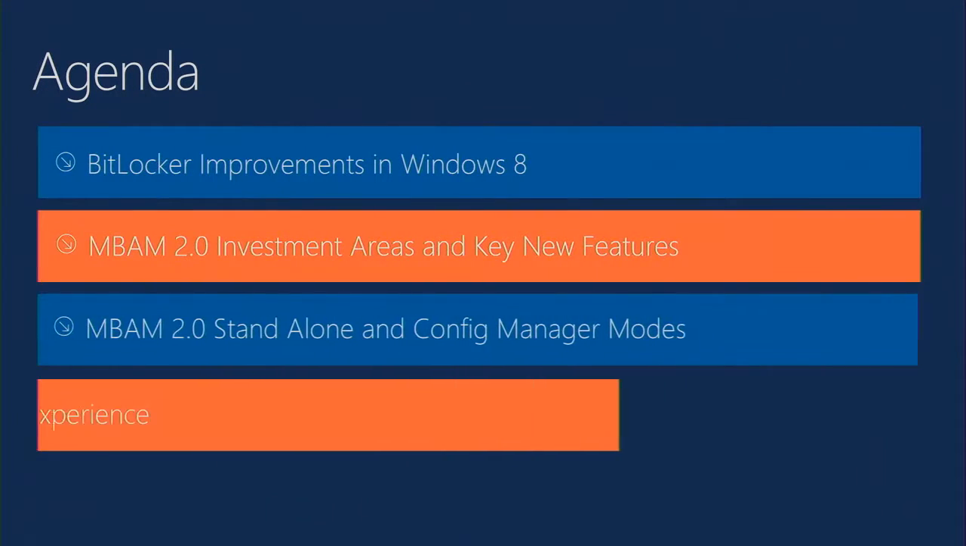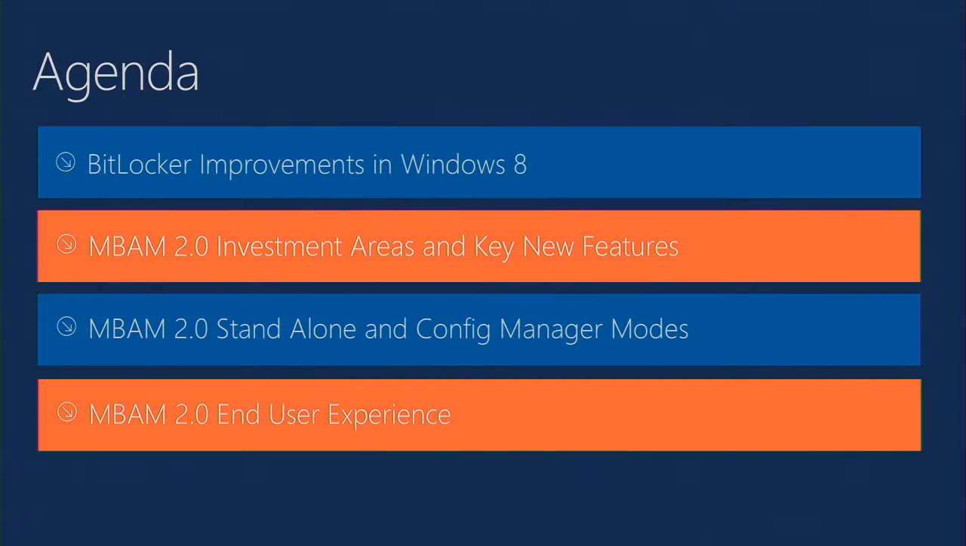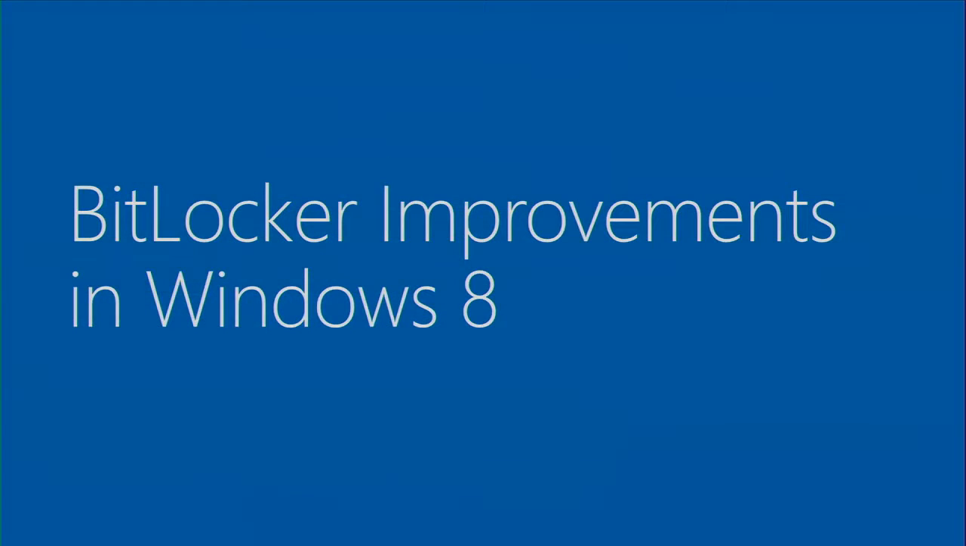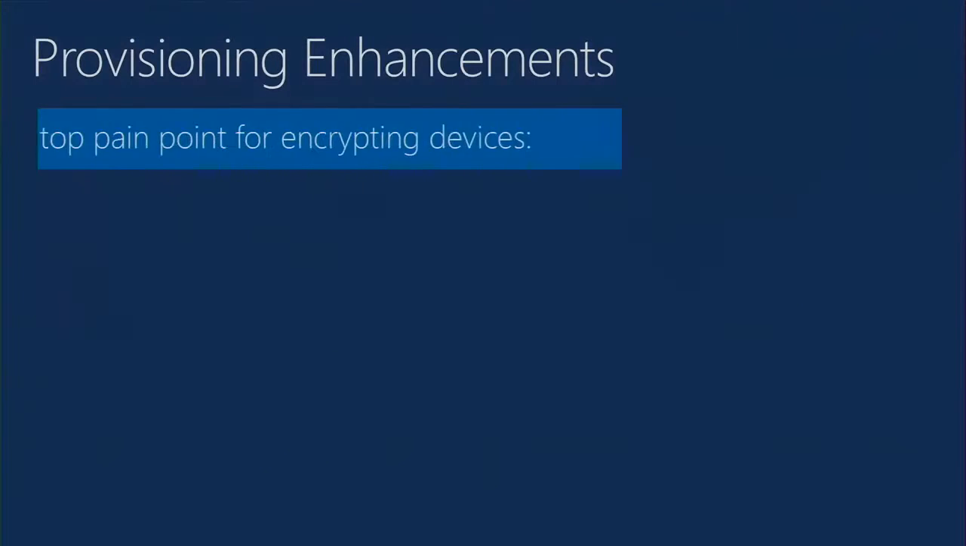So agenda-wise, we'll start with 8, then we'll go into our 2.0 section. We'll talk about how to configure 2.0, and then we'll go into the user experience aspects of 2.0. So let's start with our discussion on BitLocker in Windows 8, kind of compare and contrast where we've been.